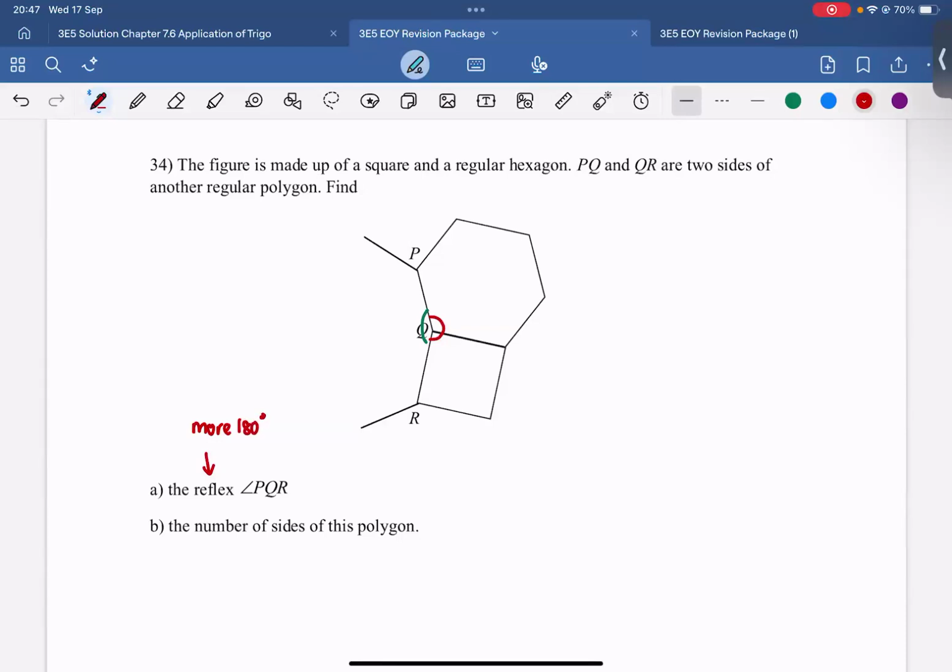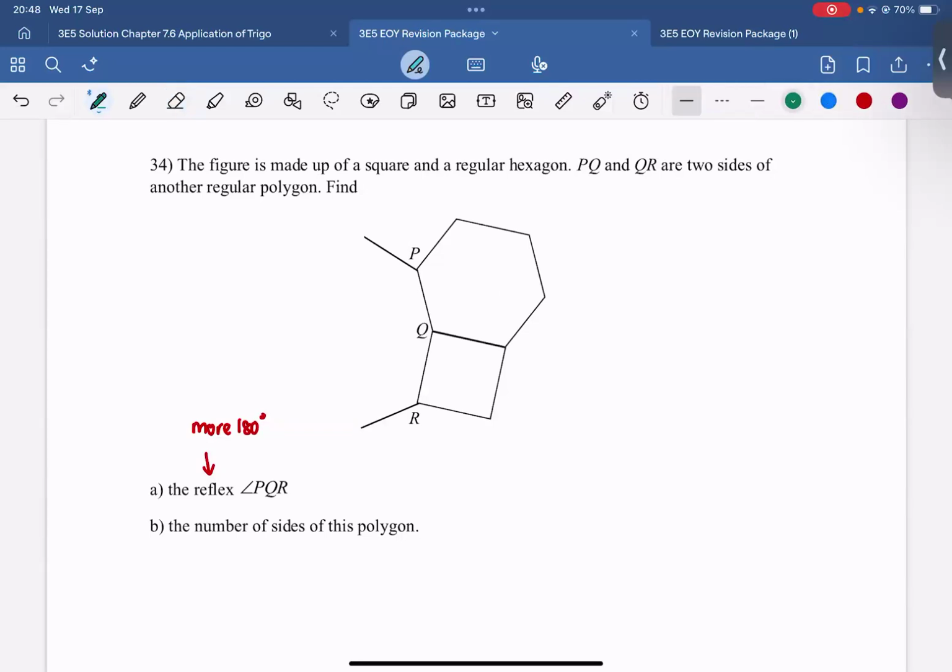Sir, I can't see the difference between the two colors. Can you use a different color? He's colorblind. Who? Isaac. I say extra time. This one is purple. This one is blue. Can you see? Thanks, sir. The blue one is the reflex, more than 180 degrees. Even without the color, you should know which one is more than 180 degrees. I'm just checking.